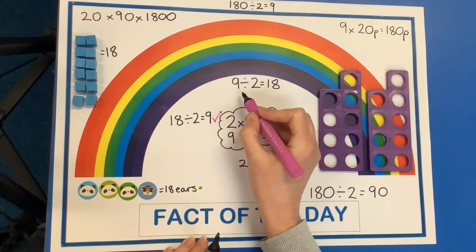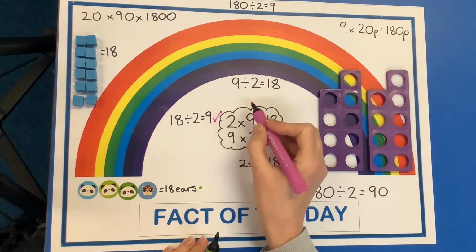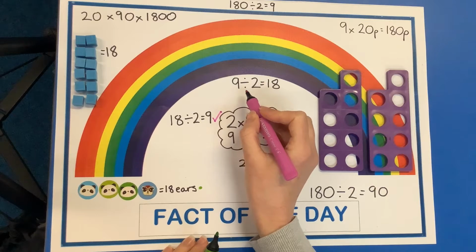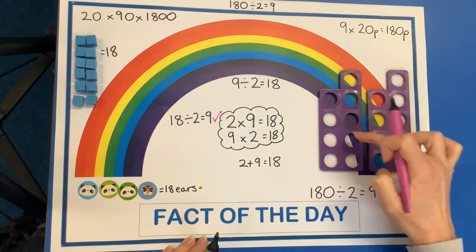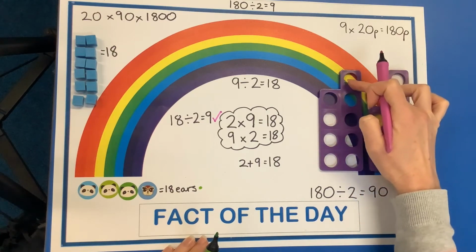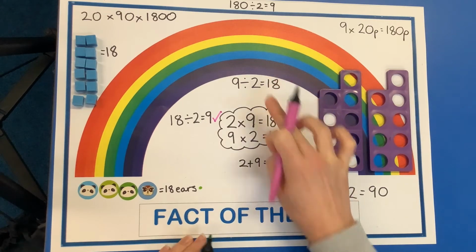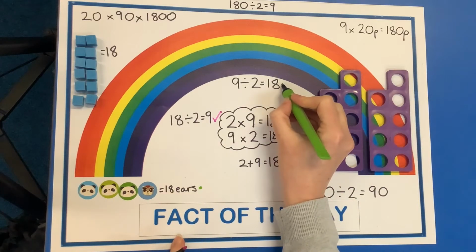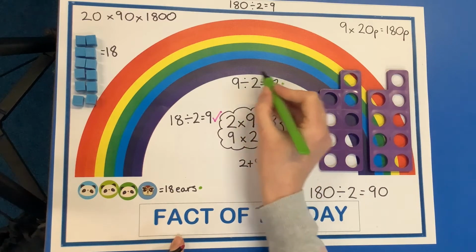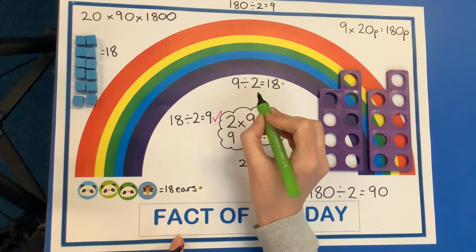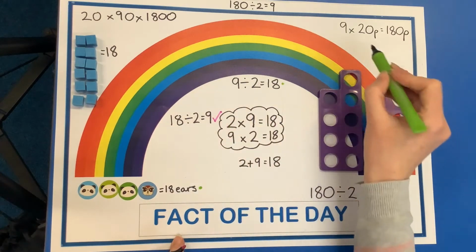Now, here we've got 9 divided by 2 equals 18. Now that doesn't make sense, does it? If I take the number 9 and say how many 2's are there in it, we'd have 1 group of 2, 2 groups of 2, 3 groups of 2, 4 groups of 2, and a half. So actually 9 divided by 2 would be 4.5. So that is definitely incorrect. I've used the right type of symbol because I can use a divide. I've used all the right digits, but it doesn't make sense. It's not true.